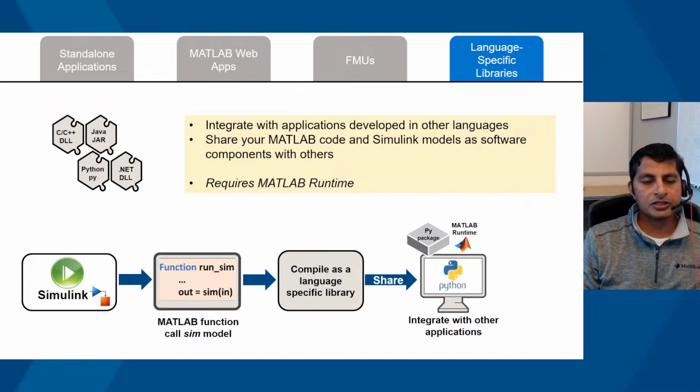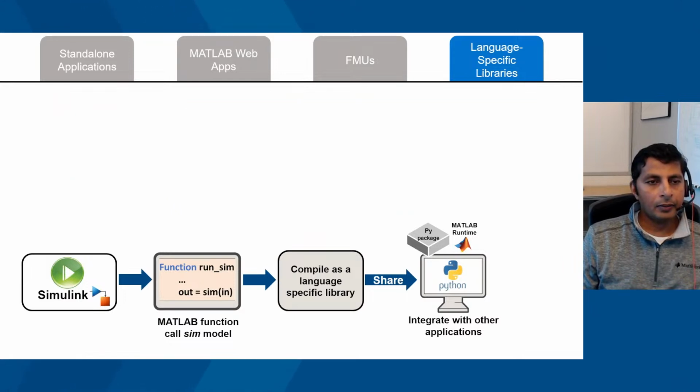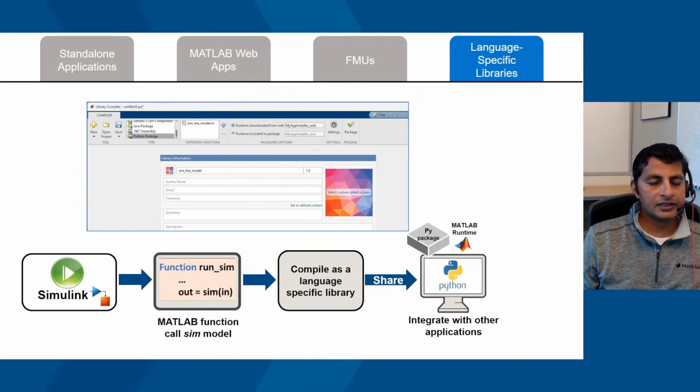Now you want to share this with your colleagues who are developing applications in Python. Now, how do you do that? That's where MATLAB Compiler SDK, one of the products we have, comes into the picture. All it does is it takes the model simulation function which you have written in MATLAB, and you create that as a library. Here you can see that there's support for a whole bunch of languages, so you can generate language-specific libraries. As simple as that.